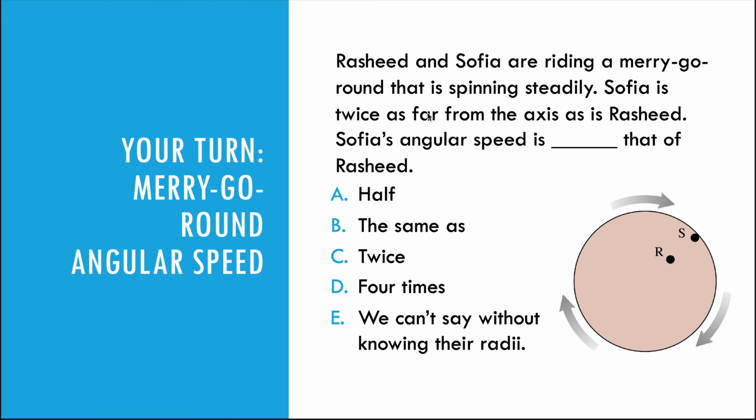Let's take a look at this question. Rashid and Sophia are riding on a merry-go-round that is spinning steadily. Sophia is twice as far from the axis as is Rashid. Sophia's angular speed is blank that of Rashid. Well, do you remember our ladybug example? We said that no matter where the object is on the rotating object, the angular speed is going to be the same for any point on that object. So the answer is it's going to be the same. So really pay attention to what is being asked. It specifically said angular speed this time.